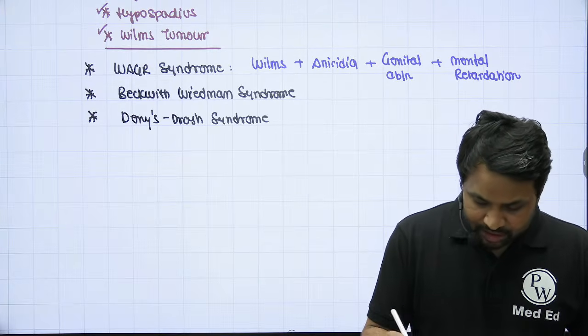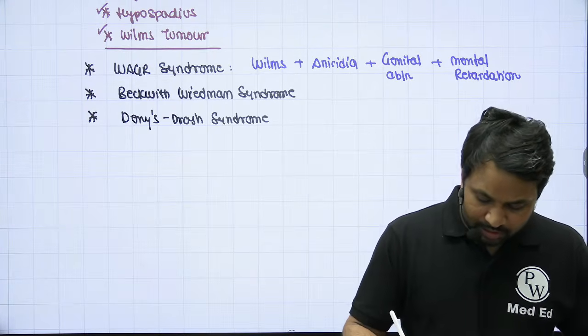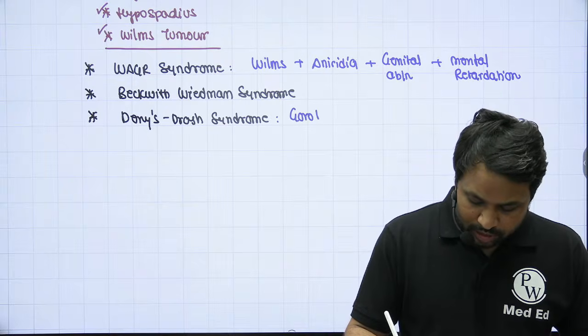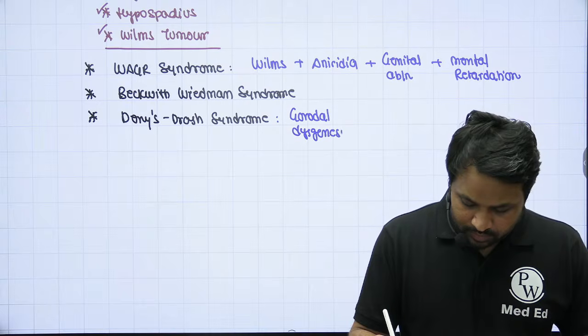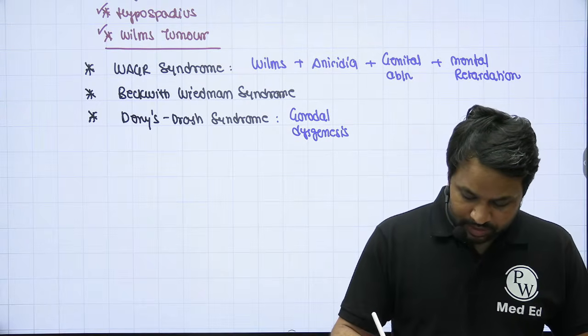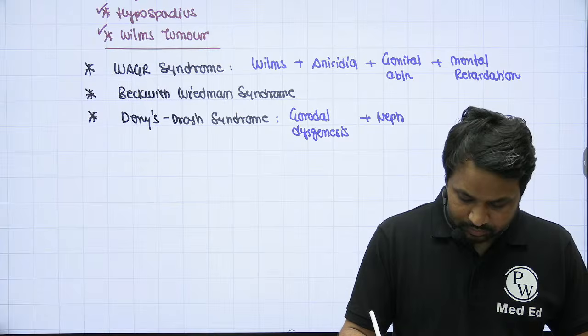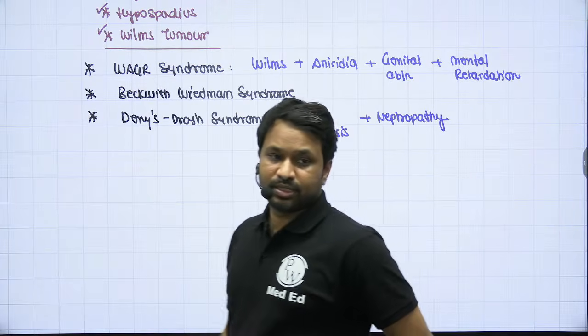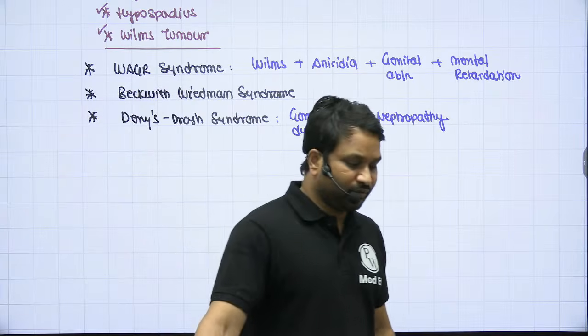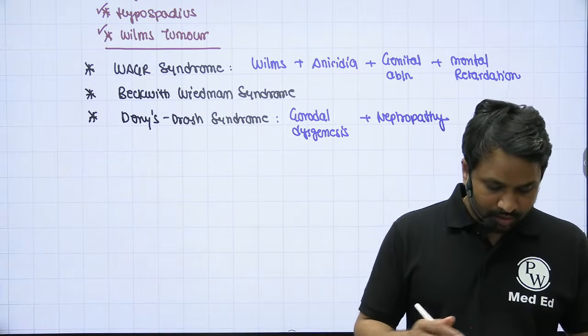So when I say Denys-Drash syndrome, it is associated with gonadal dysgenesis, associated with nephropathy. And this nephropathy will result in renal failure as well, right?